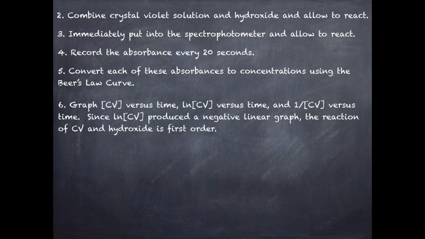Also keep in mind that if you significantly delayed putting the cuvette with the reacting crystal violet and hydroxide into the spectrophotometer, remember as the reaction proceeds, because you're reducing the amount of crystal violet, the rate of the reaction is going to decrease. And so if you waited like 2 minutes before you put the crystal violet and the hydroxide into the spectrophotometer, that would have caused your change in concentration, what you actually measure, that rate would have been much less than what was actually happening. So making sure that you immediately put the reacting crystal violet and hydroxide into the spectrophotometer to be measured was extremely important.